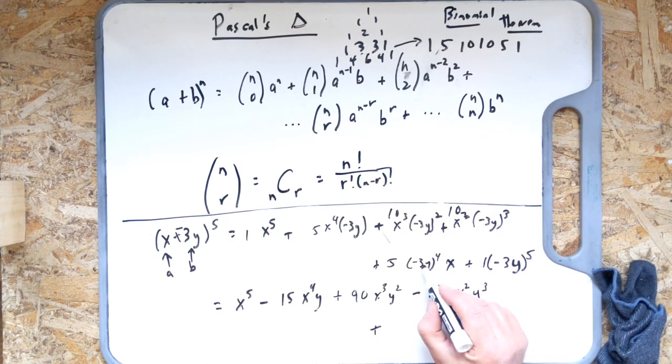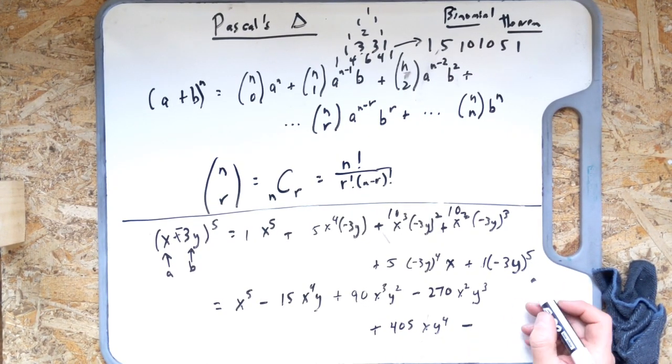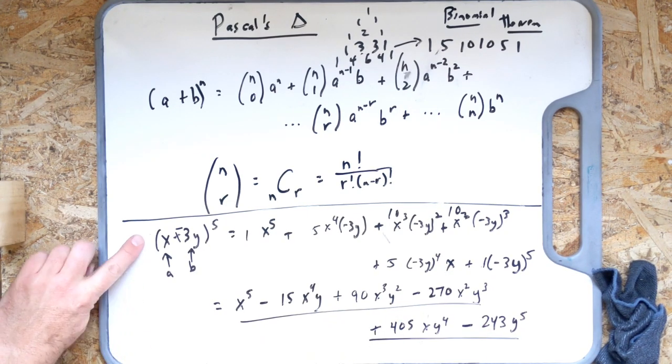And the next one is negative 3 to the 4th, which is 81 times 5, which is 405 x y to the 4th. And finally the last one is negative 3 to the 5th, which is negative 243 y to the 5th. So pretty ugly. There's my binomial expansion, my series of that.